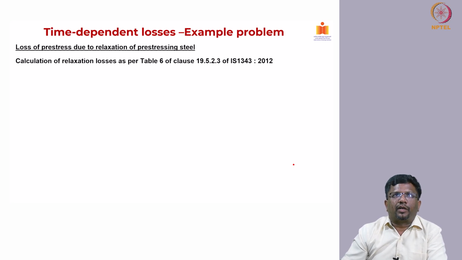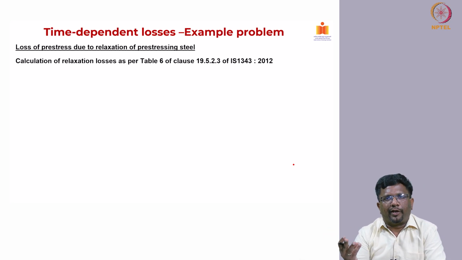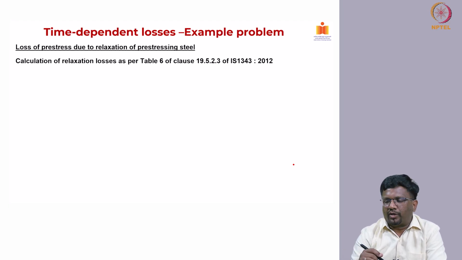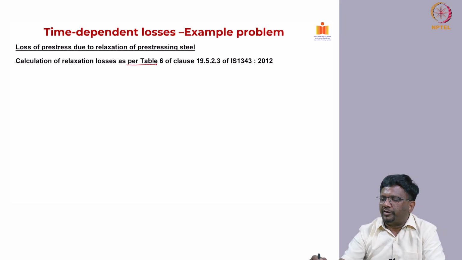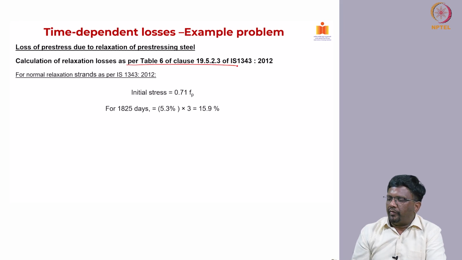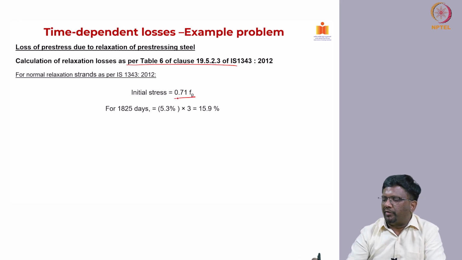So, in this way we have calculated that. Now, we have done creep, we have done shrinkage. Now, let us look at what are the relaxation losses due to pre-stressing. The values are given in Table 6, as you can see, for initial stress 0.71 FP that we have said, for 1825 days, the code value gives us 5.3%, and why are we multiplying this by 3?